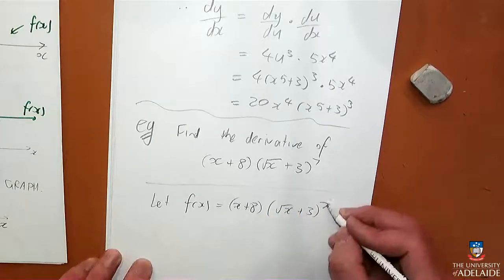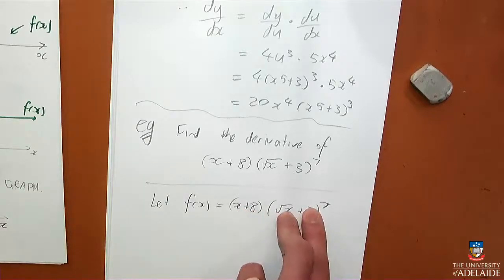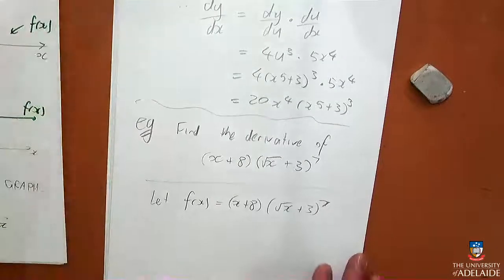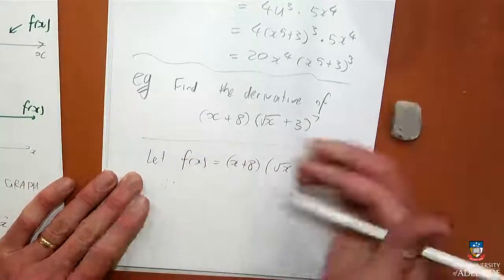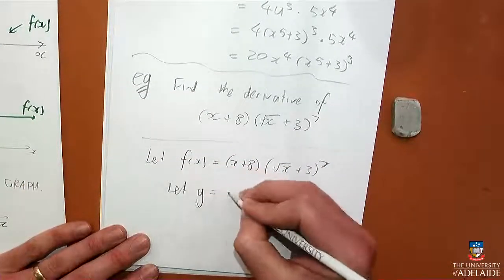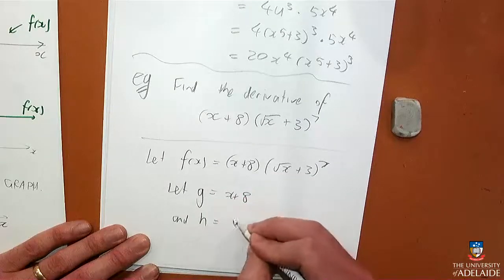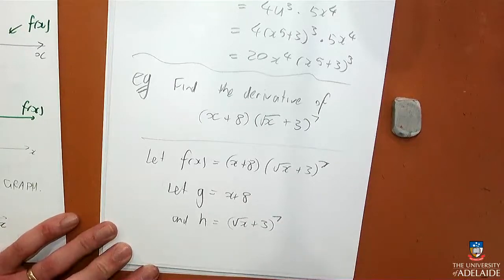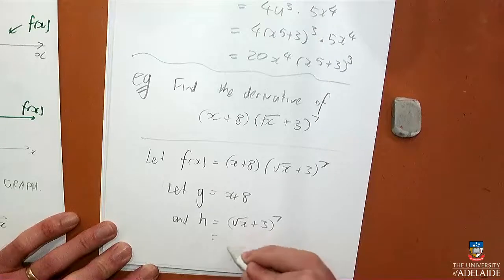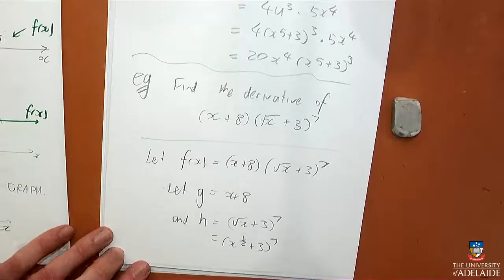And so I'm going to have to use the product rule because there's two bits multiplied together, and the chain rule because there's a bit inside something. So it might be easier to give these things names. So let g be x plus 8 and h be root x plus 3 to the 7. Now in order to differentiate that, it's going to be easier to write that root x as an x to the half plus 3. Okay.